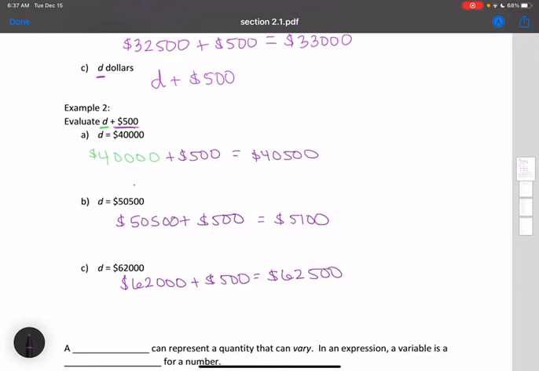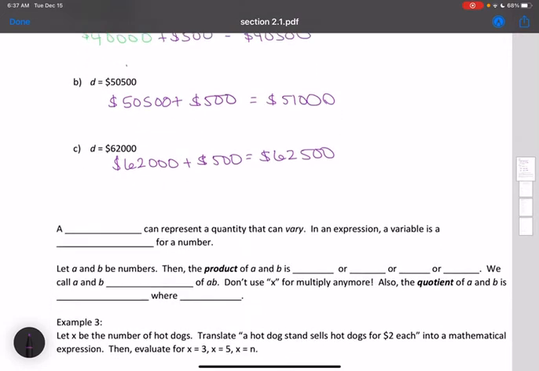All right, so how'd you do? For part B, I got 5,000. Oops, no, I didn't. I don't know why I keep missing the extra zero. There we go. So 50,500 plus the 500 is 51,000. And then the 62,000 plus 500 is 62,500. All right, very good. Let's keep going here.